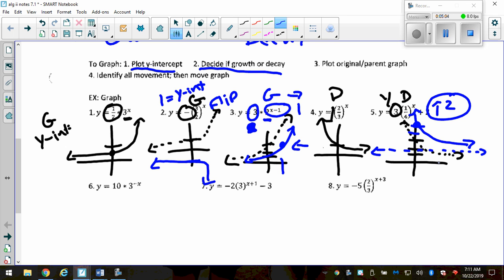So go ahead and we're going to try number 6 and number 7. I want you to actually try to graph all of 6 and all of 7 before you continue to hit play.